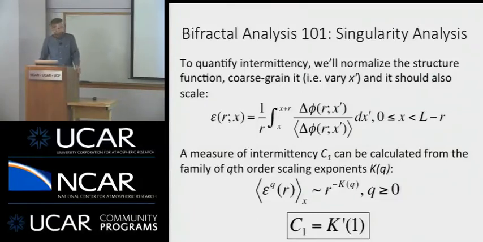Now here we have another added little wrinkle in that the K, the exponent for order 1, is always 0, because we've normalized this. And so if you're just looking at the first order of a normalized function, it should be 0. So now we need to actually estimate C1 from the derivative of this family of exponents K.